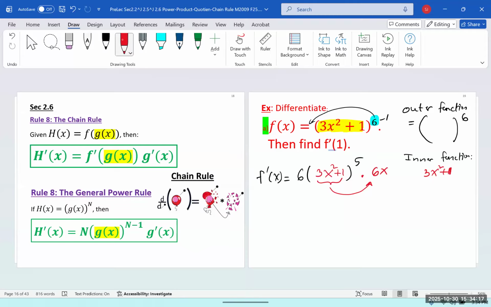The derivative is done. Now the algebra. How do you simplify that? We have 6 times 6x. We can combine them. So how many x we get? 36x. And this thing has a power, so we cannot do anything. It's too powerful. So we leave this alone. Yep, that's it.